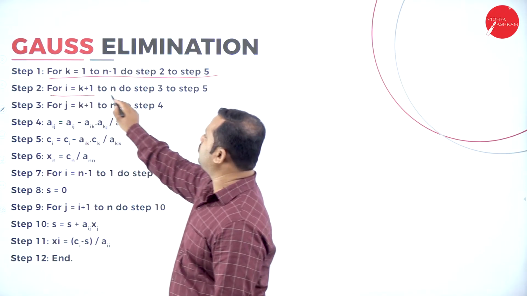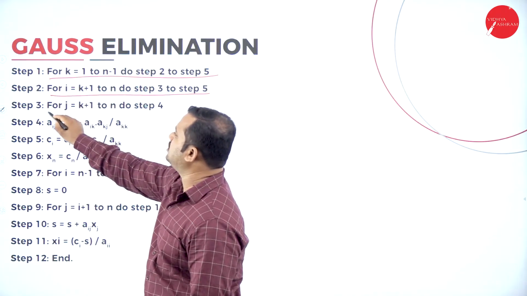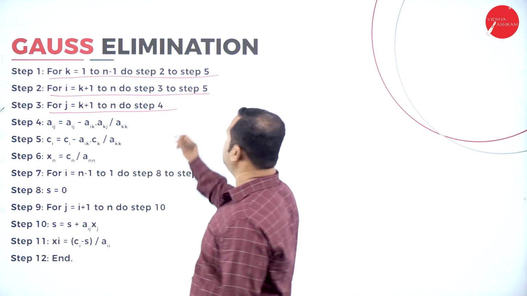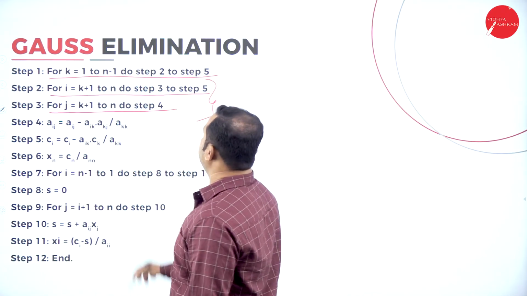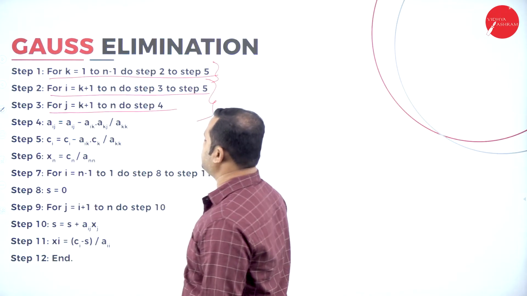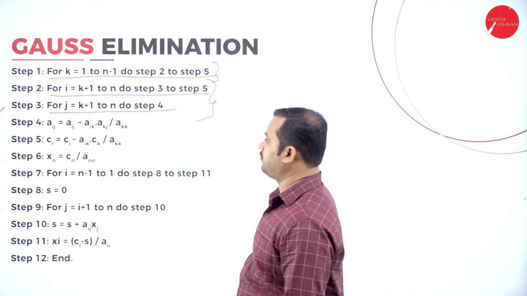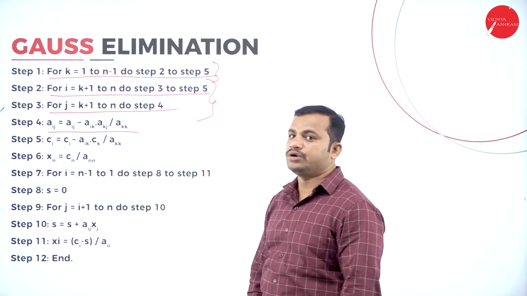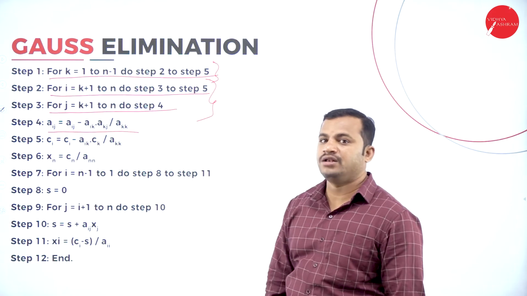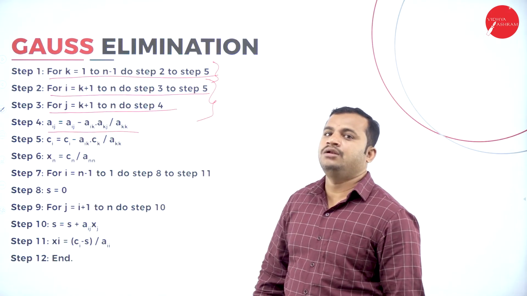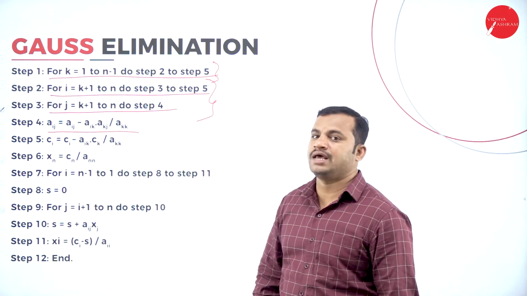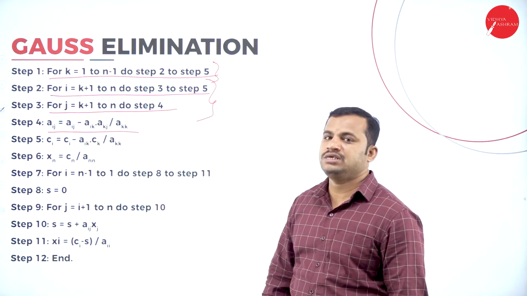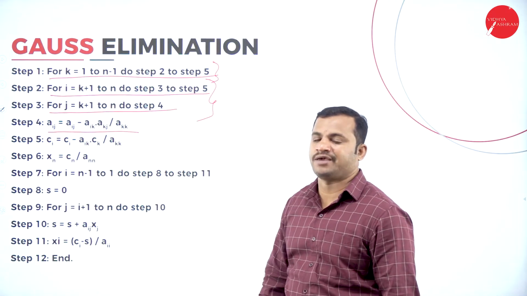For j is equal to k plus 1 to n. What do these two for loops indicate? Let me show you the execution of that. See here, when we transform this algorithm into the coding part, we are going to get some values, that is finding the unknowns by the method of Gauss elimination. So which can be implemented either in Python or in C or in C++ or in any of these languages.